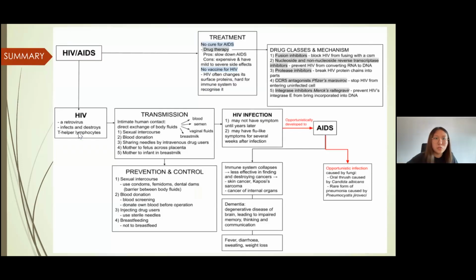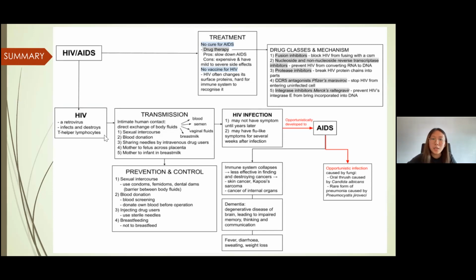Okay, so this is the summary of HIV and AIDS. HIV and AIDS are both from a virus called HIV, which is the human immunodeficiency virus. It is a retrovirus, whose genetic material, RNA, is converted into DNA in host cells. And HIV infects and destroys the T helper lymphocyte cells.